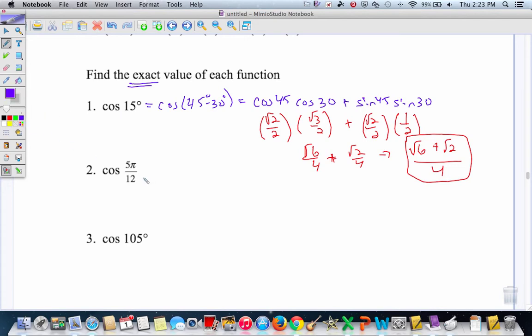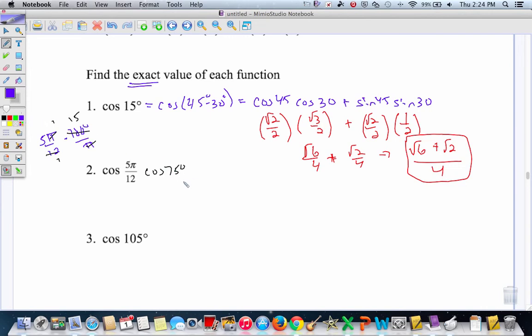As we move on, cosine of 5 pi over 12: we're probably not going to know what 5 pi over 12 is off the top, or two angles that add to be 5 pi over 12. So it might be a good idea to pull this 5 pi over 12 off to the side and convert it to a degree measure. I'm going to multiply it by 180 over pi, noticing that the pi's will cancel. The 12 and the 180 will cancel to be 1 and 15. So we're actually finding the cosine of 75 degrees.